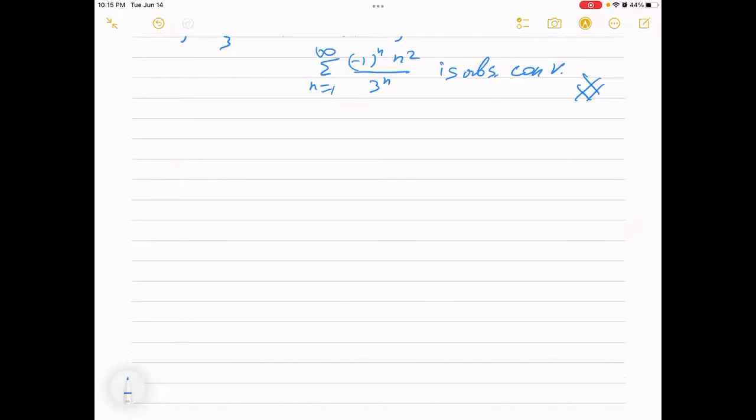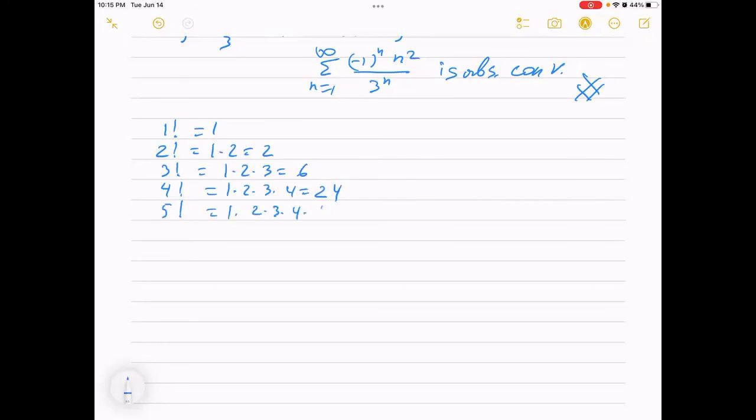Before we move on to the next example, let me give a definition of factorial. 1 factorial is 1, 2 factorial is 1 times 2, which is 2, 3 factorial is 1 times 2 times 3, which is 6, 4 factorial is 1 times 2 times 3 times 4, which is 24, 5 factorial is 1 times 2 times 3 times 4 times 5, which is 120. So you get the idea. n factorial in general is the product of all the integers up to n.